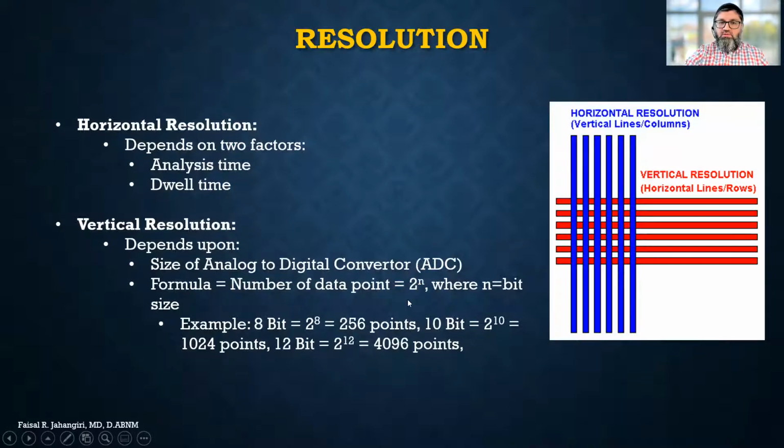So it's 2 times 2 times 2 times 2 times 2 times 2 up to 8 times, which is 256. 2 times 2 is 4, 4 times 2 is 8, 8 times 2 is 16, 16 times 2 is 32, and then we have 256 data points. The 10-bit has 2 raised to the power 10.